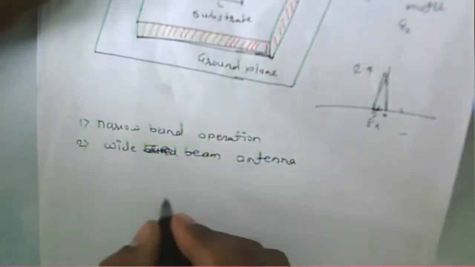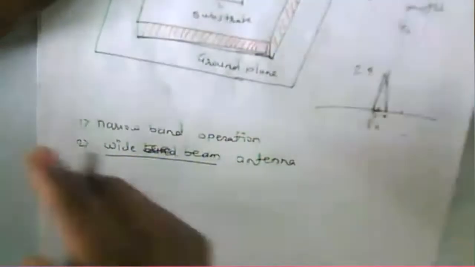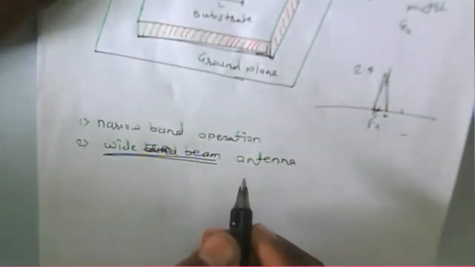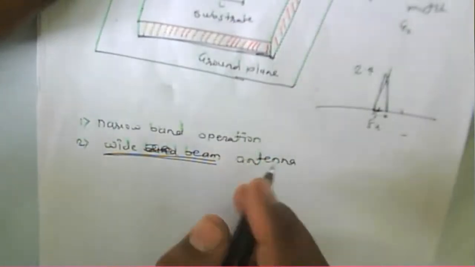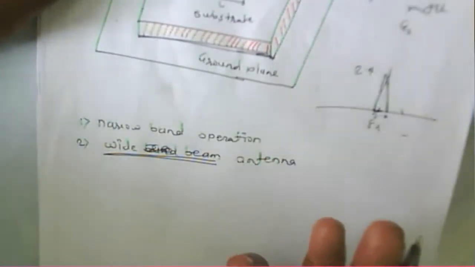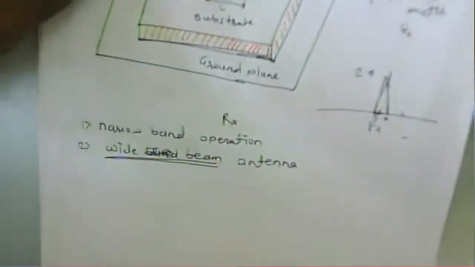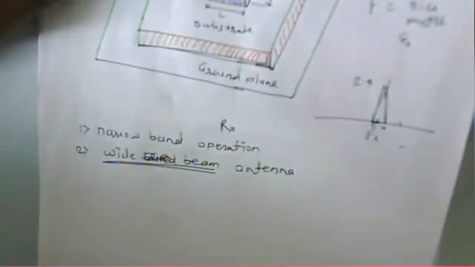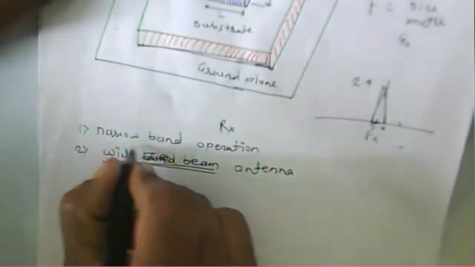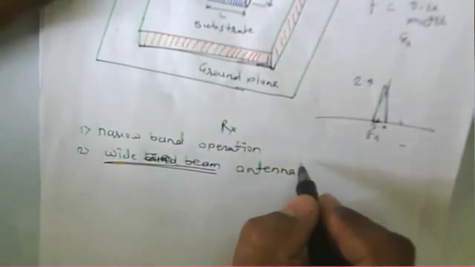Wide beam is nothing but different: it is about how your radiation pattern is. Based on that we can say it is a wide beam. Since it has a wider beam, we could not use this type of antenna as a transmitter. That's why we can use this type of antenna as a receiver. Okay, major application. So now we see where it is to be used.